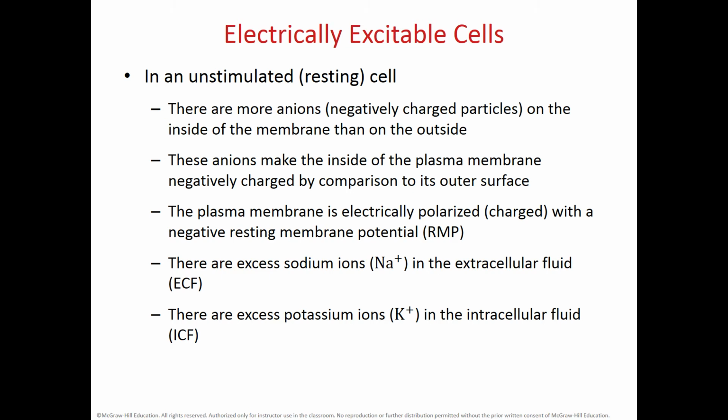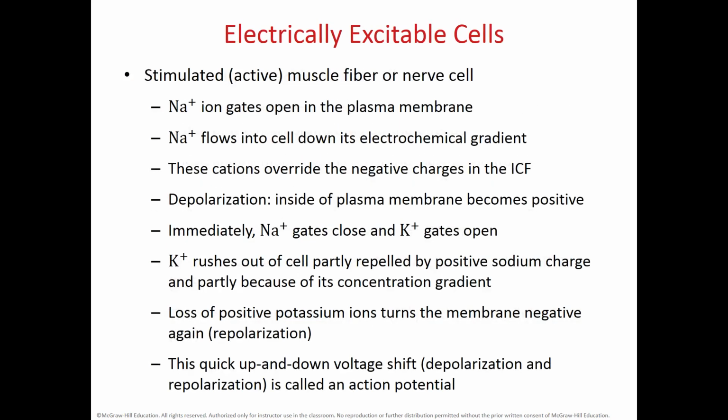And these anions make the inside of the plasma membrane negatively charged by comparison to the outer surface. And then the plasma membrane will be electrically polarized with a negative resting membrane potential, or RMP. So the actual membrane potential of the plasma membrane is called the RMP. And then the excess of sodium ions in the extracellular fluid and the excess of potassium in the intracellular fluid will help to maintain this resting membrane potential when you have a functioning sodium-potassium ATPase.